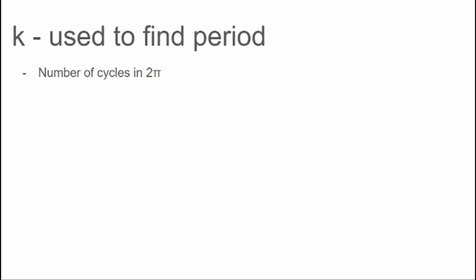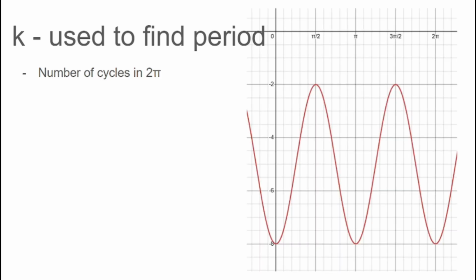K, the period, or how many cycles are in 2 pi. Looking here, we see that our graph completes 2 cycles. That means our K value is 2. And to find our period, that's 2 pi over K. That means the period is pi.